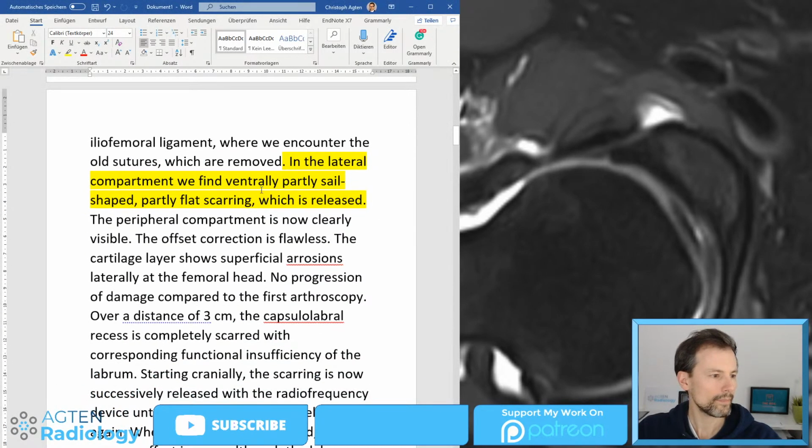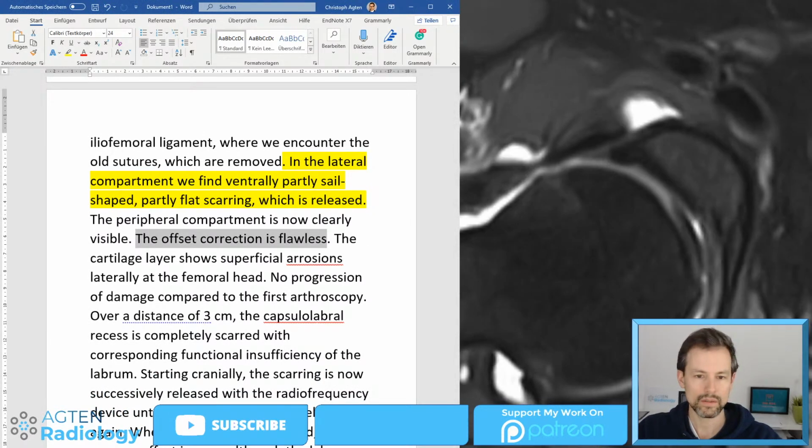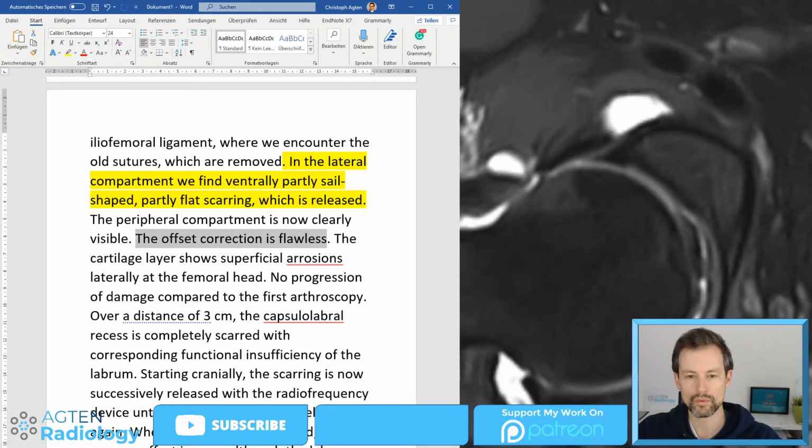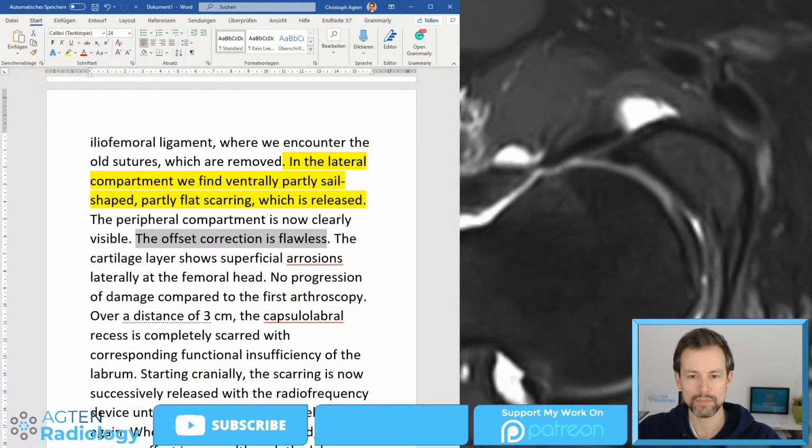Open this one up. So the offset is corrected, so there is no residual cam deformity, there is no bony growth or new bone formation that's impeding the offset, that's fine. And the cartilage layer shows superficial erosions laterally at the femoral head.